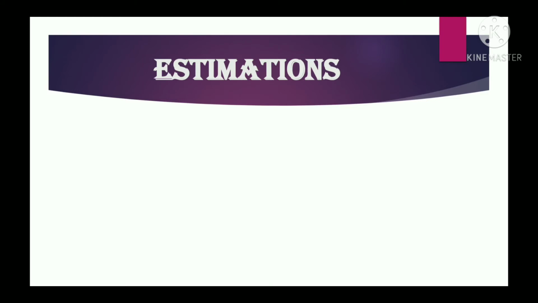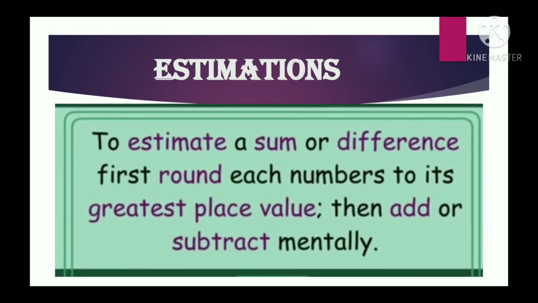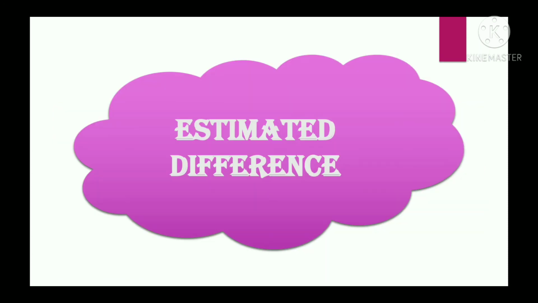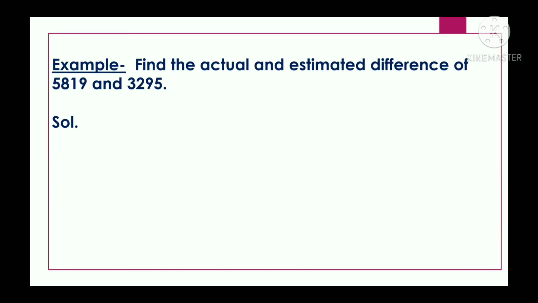Now let's see what is estimation. So, as I have told you in previous chapter addition, for estimation we need to find out how do we round off the numbers to the nearest 10, 100 and 1000. Then only we can estimate the numbers as estimated difference or estimated sum. So in subtraction we are going to study estimated difference.